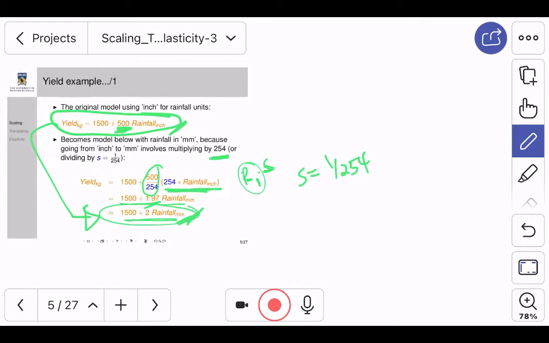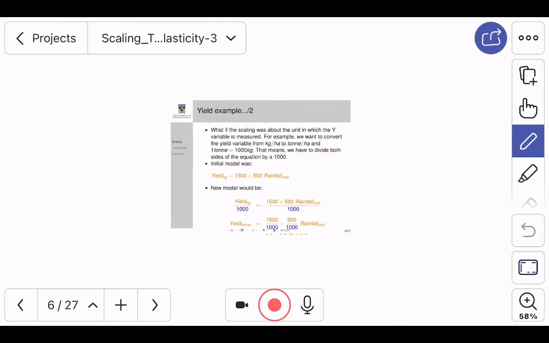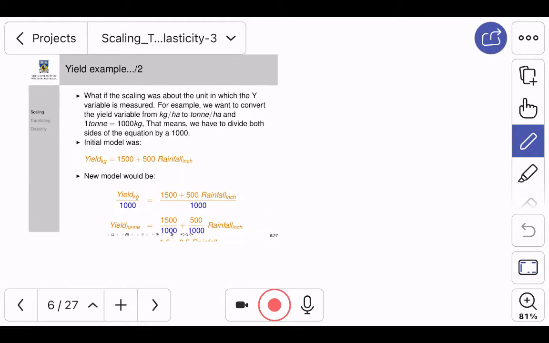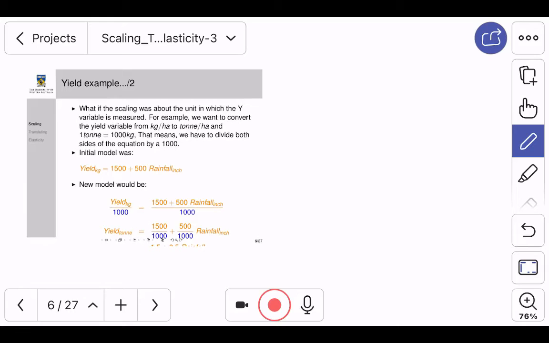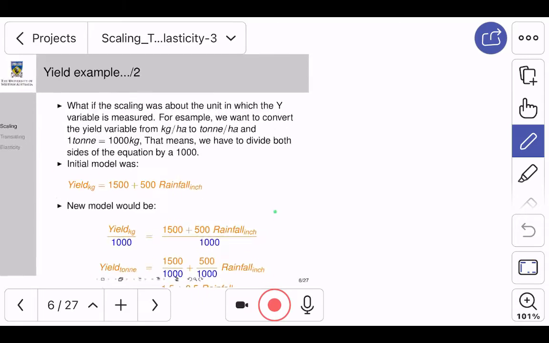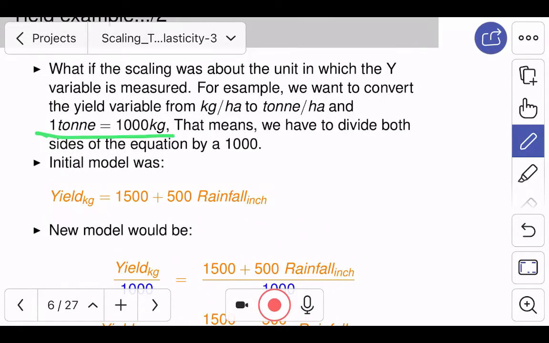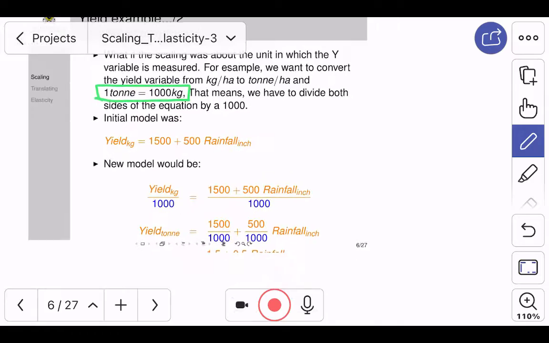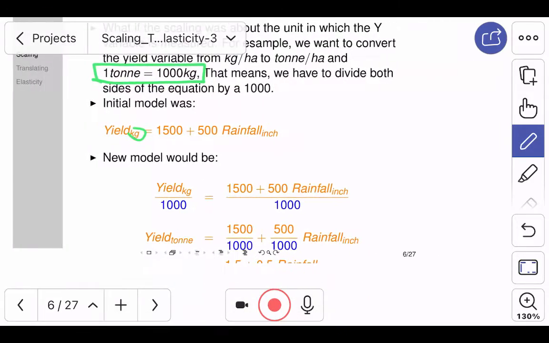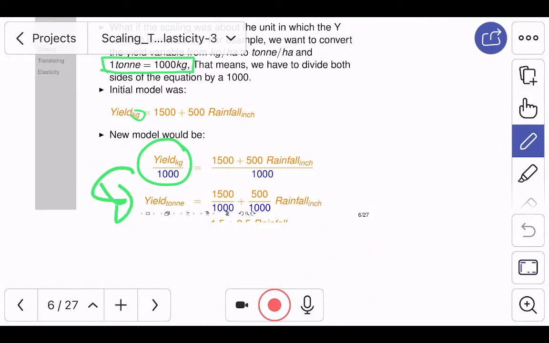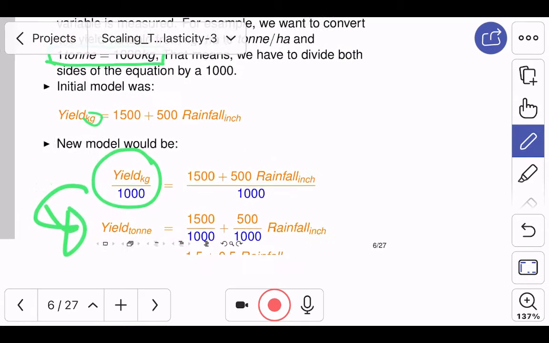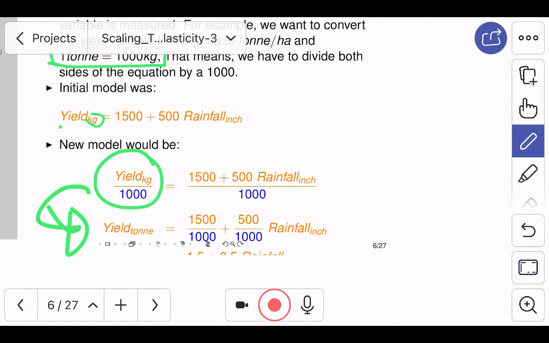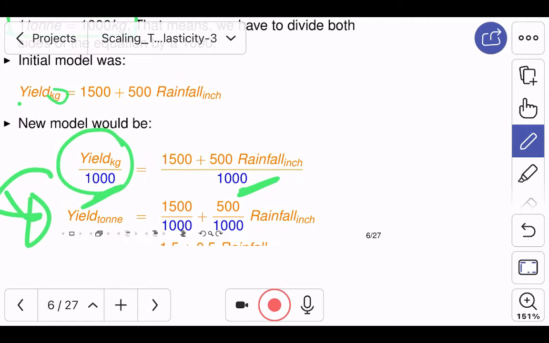Very intuitive, very simple, and that's what scaling is for the x variable. Now, you can, of course, scale the y variable. If you scale your y variable, you change your units on the y. For example, going from kilograms to tons means you divide your y, which was in kilograms, by 1,000 to have it expressed in tons. Then if I divide one side of the equation by 1,000, I have to divide the other one by the same number to maintain the relationship.